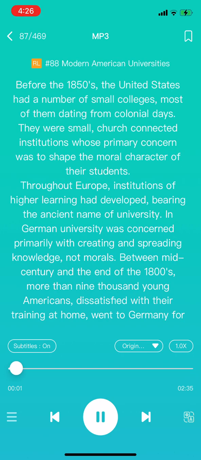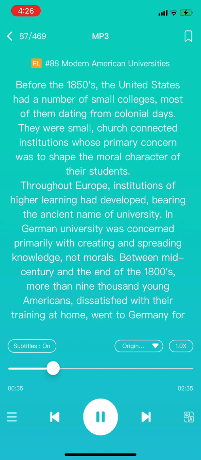Before the 1850s, the United States had a number of small colleges, most of them dating from colonial days. They were small, church-connected institutions whose primary concern was to shape the moral character of their students. Throughout Europe, institutions of higher learning had developed, bearing the Asian name of university. In Germany, a different kind of university had developed. The German university was concerned primarily with creating and spreading knowledge, not morals.